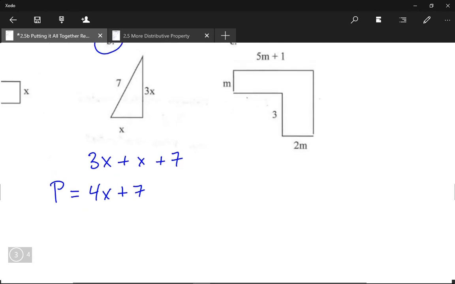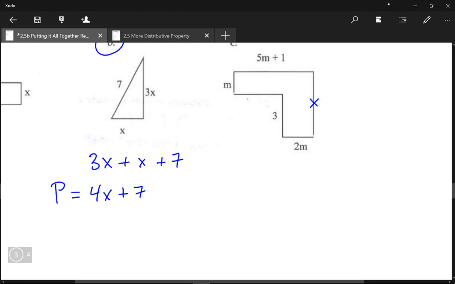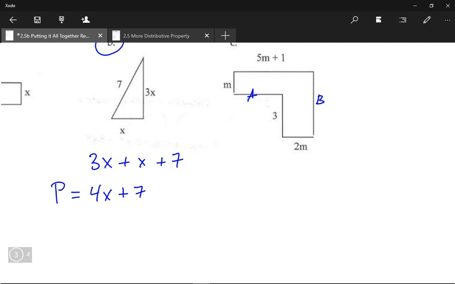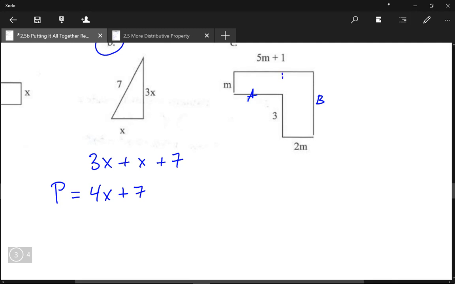Is it challenging? What you're missing is this side, and you need this side. Okay, so let me label them A and B. So if I said this was A and this was B, how would I find A? That's good. 5m minus 2m. So A is going to be 5m plus 1. I subtract 2m. This part here, I will get what's remaining, my A part. Okay? Because 2m is just the same thing as saying 2m up here. So A is going to be 3m plus 1.